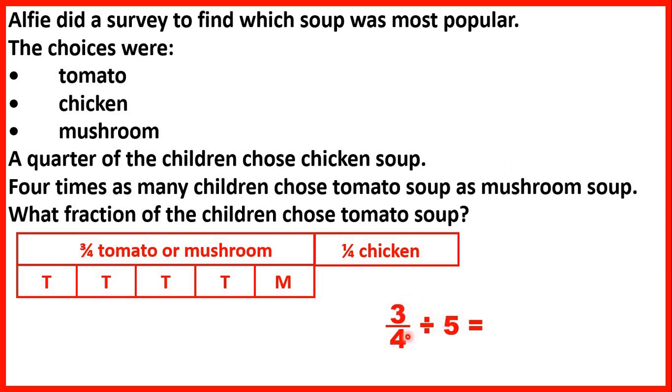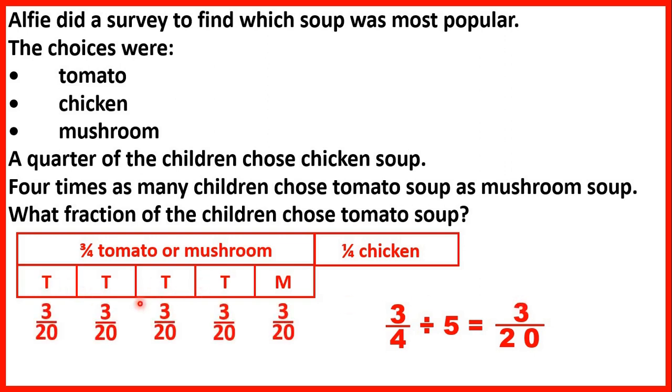Remember, to divide a fraction by a whole number, we multiply the denominator by it and keep the numerator the same. So 4 times 5 is 20 and the numerator stays the same. So each of these bars represents 3/20. We want to know the total for tomato, so that's 3/20 plus 3/20 plus 3/20 plus another 3/20, so that gives us 12/20.